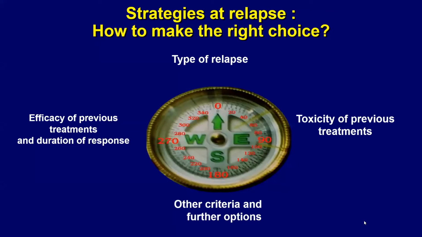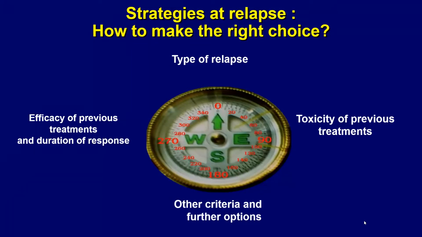Now, thinking about what the strategies are at relapse and how to make the right choice. Sometimes it's not straightforward and not easy, but we have to first of all think about the type of relapse. This means we have to think whether the patient relapsed early, intermediate, or late after the first line of treatment. Early means within 2 to 3 years, intermediate 3 to 5 years, and late after 5 years.